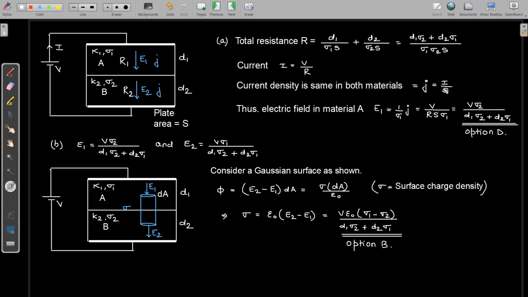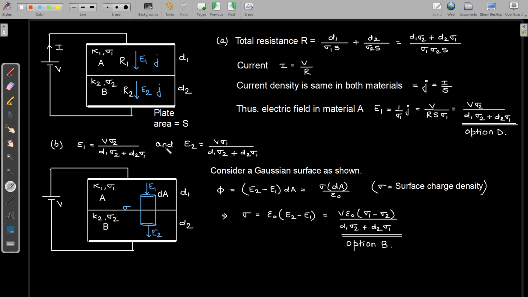Now, the value of J is already known to me, which is I by S, and I is simply battery potential V divided by total resistance R. So if you put these values over here, V by R into S into sigma 1. Now the value of R you have already calculated, just replace the value of R over here. You will get the final expression for electric field E1, which is the field in the material A. So this is the first part of the question, which corresponds to option D.